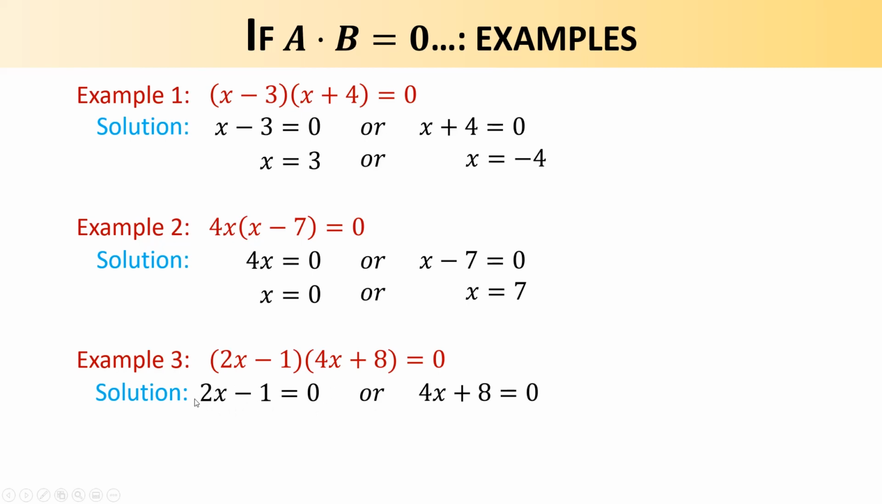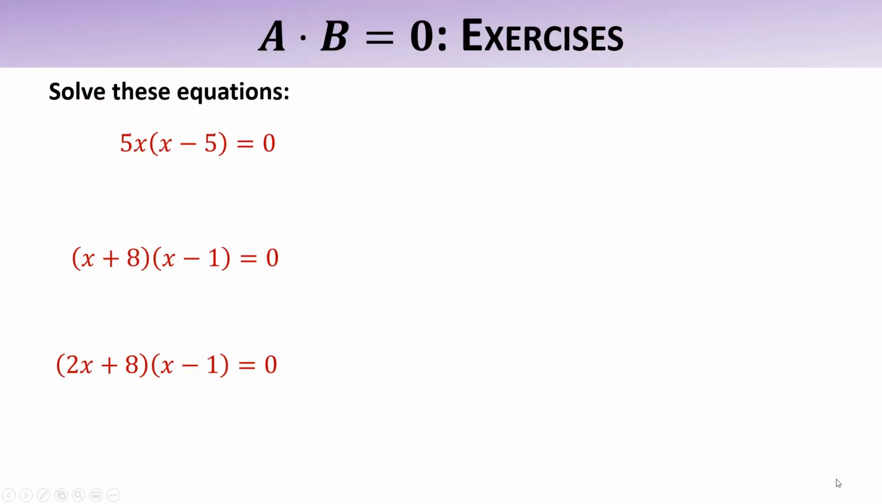These linear equations are a bit more complicated, but still it's relatively easy to solve them. In this case, we add 1 on both sides, so we get 2x equals 1, and then we divide by 2 to get x equals 1/2. And in this case, we have to subtract 8, so that we get 4x equals minus 8, and then we divide by 4, so that we get x equals minus 2. So these are the two solutions to our equation, x is 1/2 or x is minus 2. Now pause the video and see if you can do these by yourself.